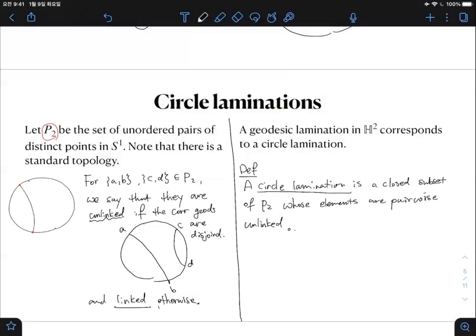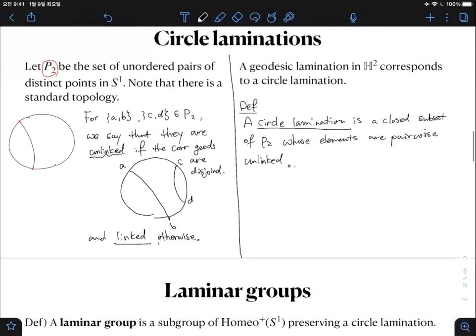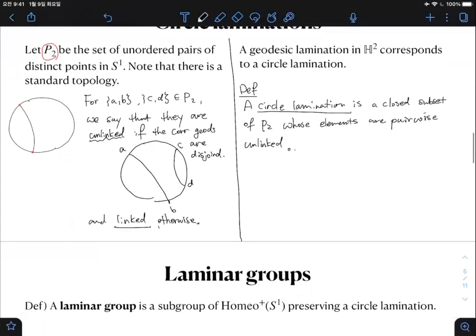The reason why we use the notion of circle lamination is that we need to talk about circle actions. And now we define laminar groups. A laminar group is a subgroup of Homeo+(S1) preserving a circle lamination.